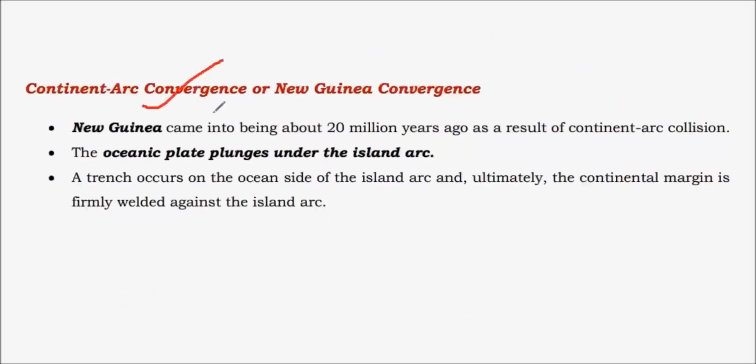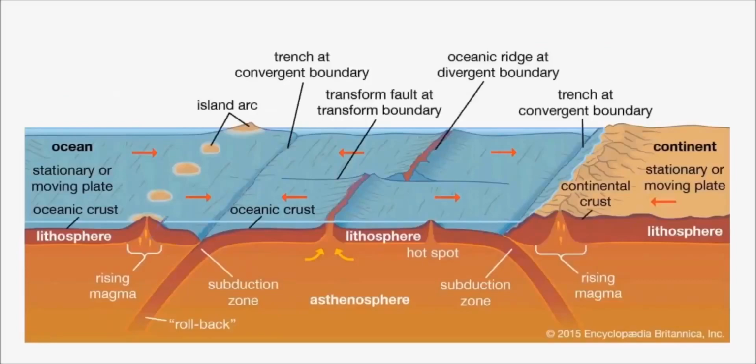The next one is continent arc convergence, that is where a continental plate plunges below an oceanic arc, that is a plate consisting of arc islands like the Japan Islands. This kind of convergence is quite rare and is observed in New Guinea, which is formed due to this kind of convergence. And in this figure we can see the formation of island arcs in this plane. This is formed mainly due to ocean-ocean convergence.